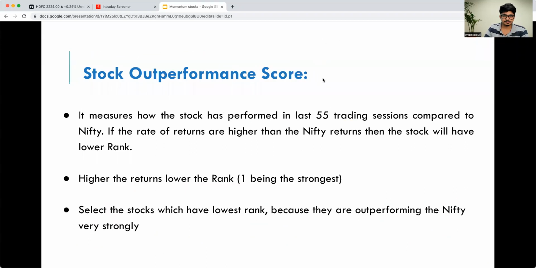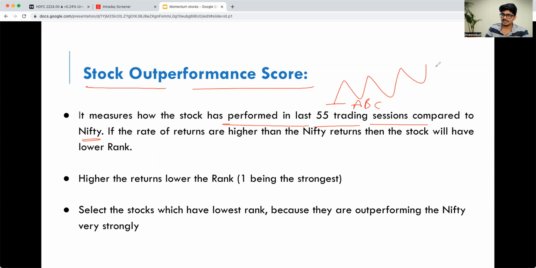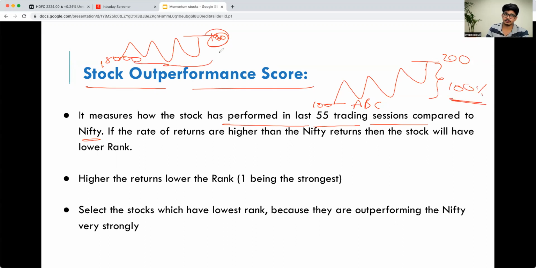So let's get into the next slide. What does stock outperformance score or rank mean? It measures how the stock has performed in the last 55 trading sessions compared to Nifty. Suppose a stock ABC has rallied from 100 to 200 in a stipulated period of time and Nifty has given just, say, 18,000 to 19,000. So ABC stock has given 100% returns and in the same period Nifty hasn't given 100% returns. It has given less than that. So you can clearly see that this stock ABC is outperforming Nifty, just by seeing the graph.